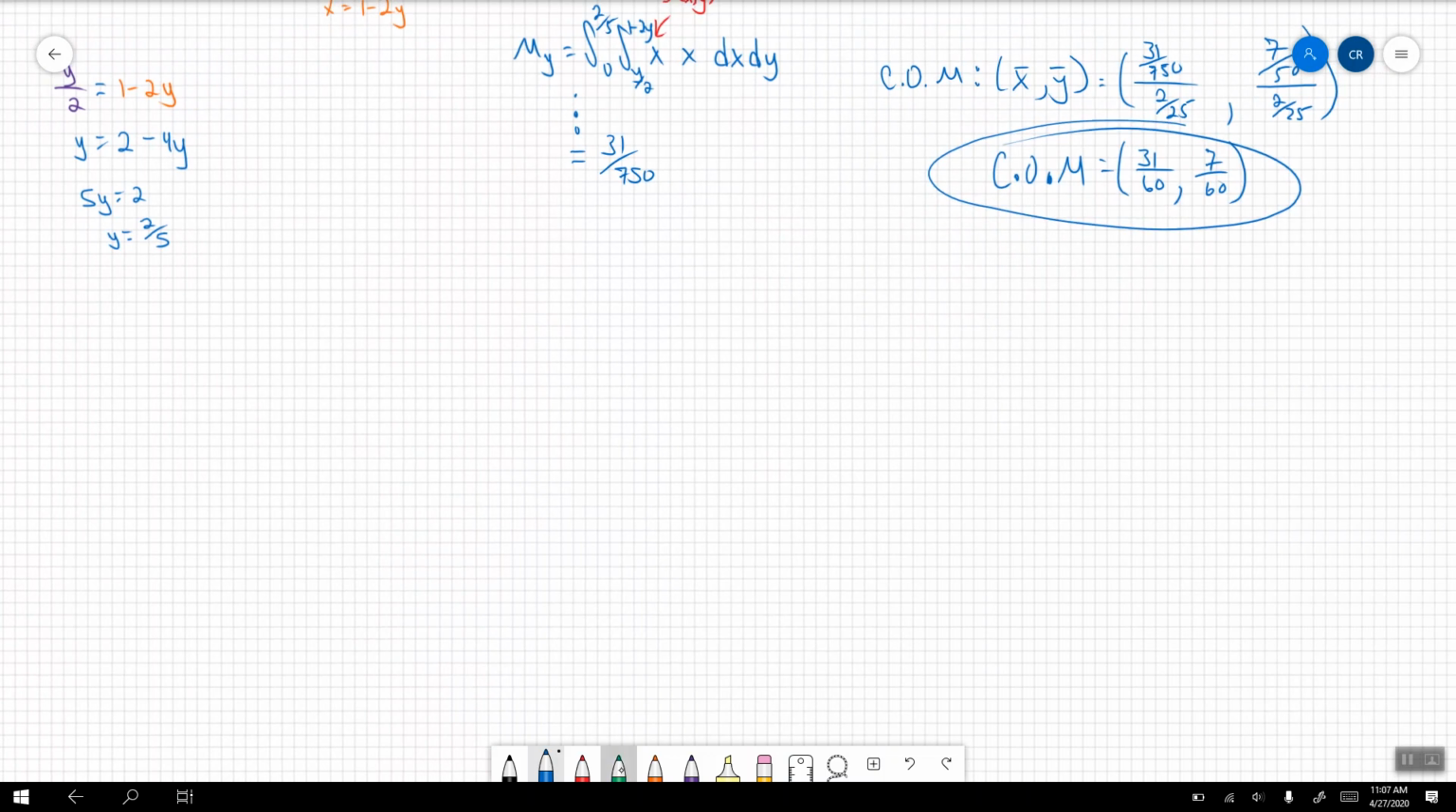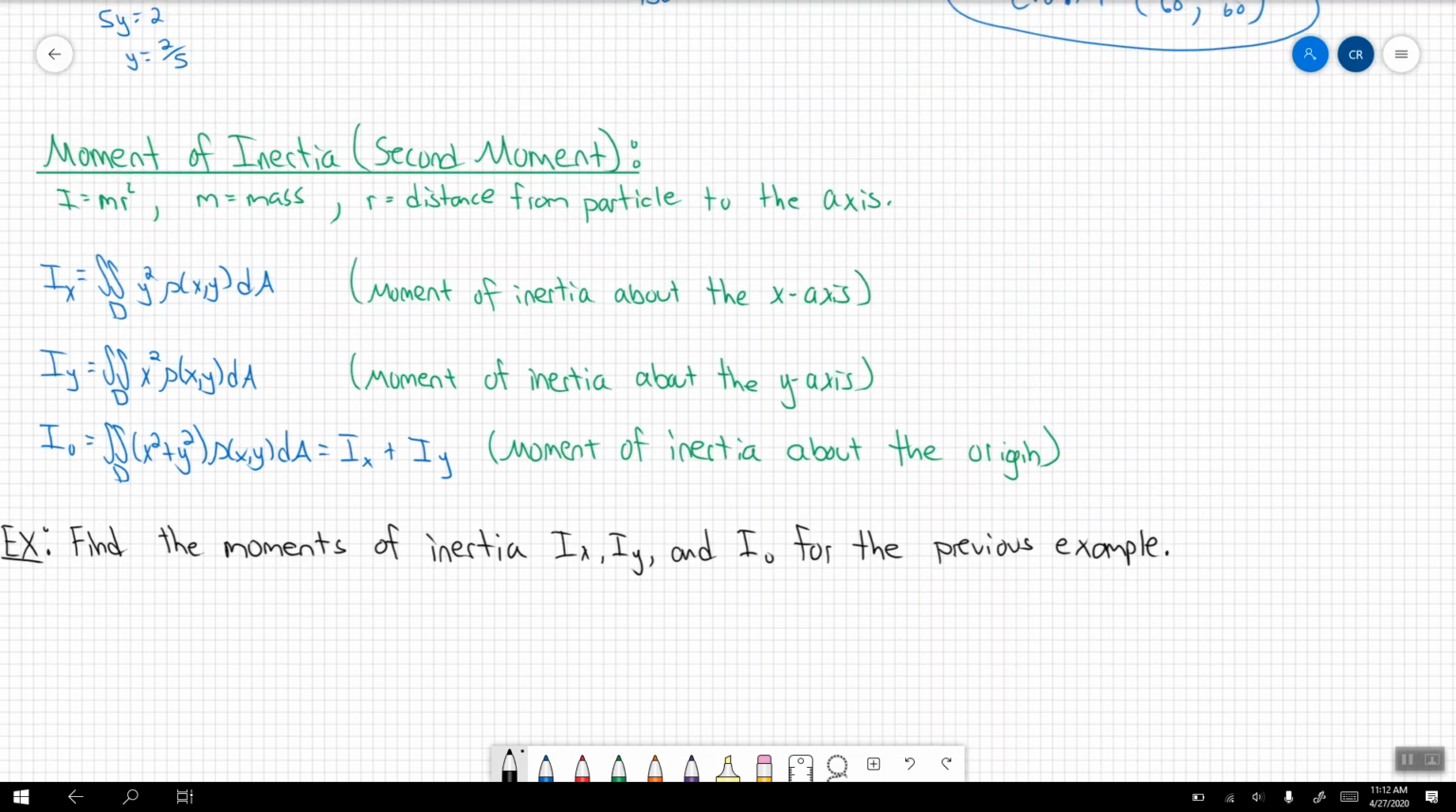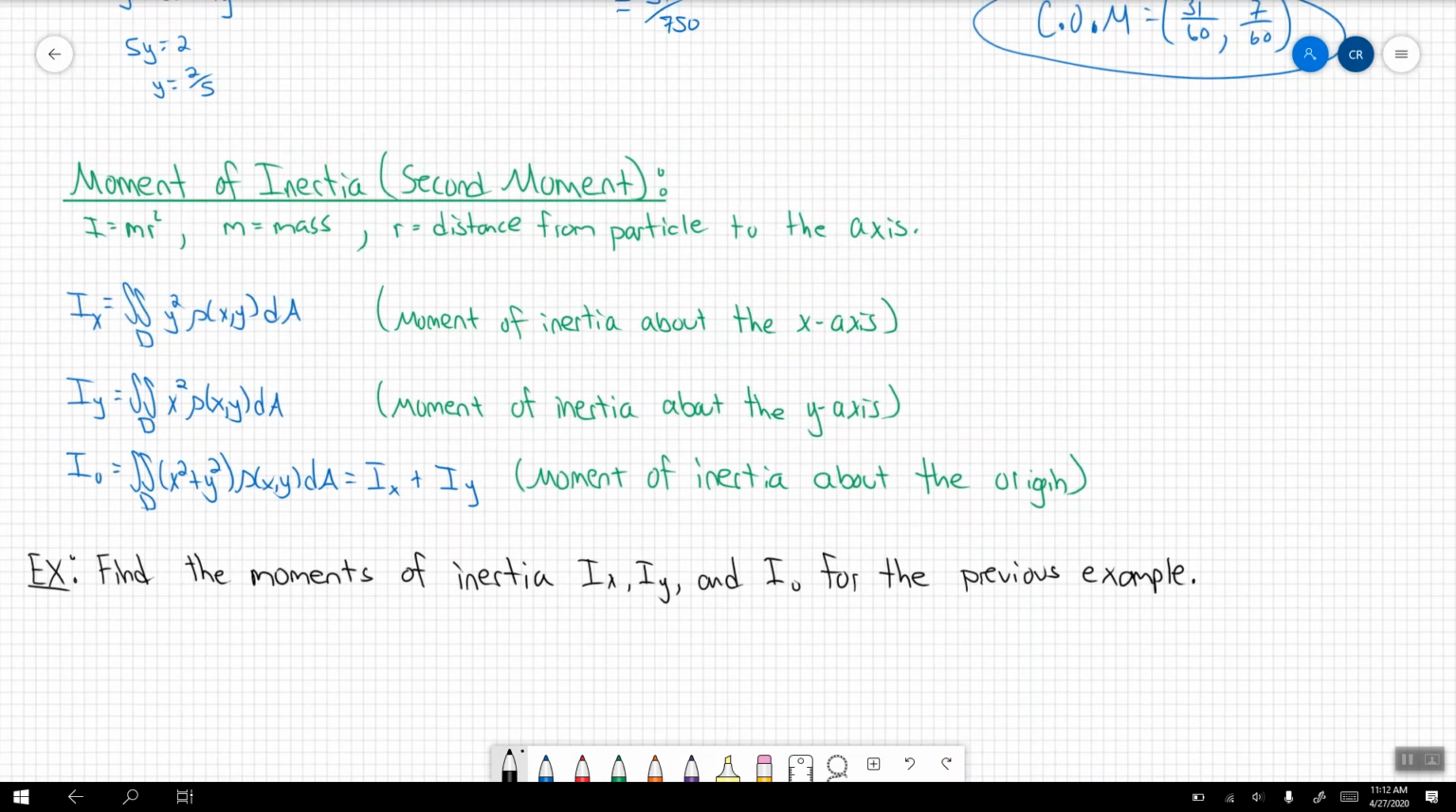All right, now let's check out one more topic. The next topic that we're going to be looking at within this section is going to be moment of inertia, in other words, known as your second moment. So before we go, I'm going to put up some definitions and the formulas that we're going to be working with, and then we'll go ahead and work with them. For these moments of mass, we're going to need the moment of inertia, in other words, your second moment.